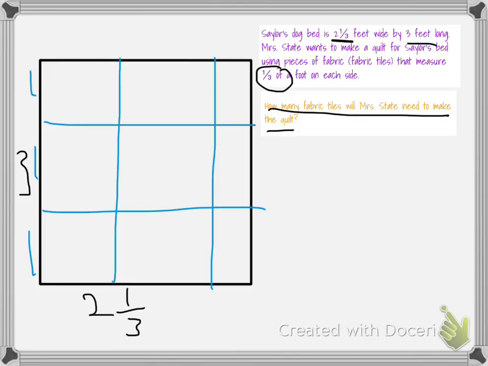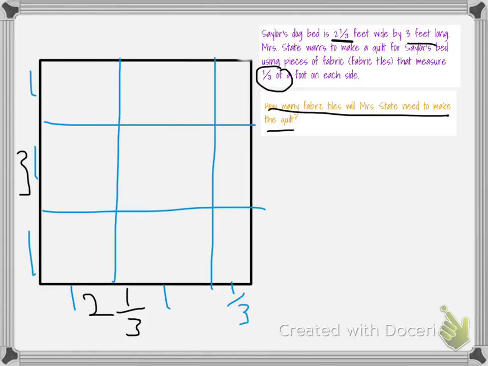Alright, if you notice, I broke this one and this one into bigger chunks than the next one, and that's because it was 2 1/3 feet wide. So here's my 1 plus 1, that equals my 2 holes, and there's my 1/3. So this one's only 1/3 of a foot. So now I have 2 1/3 feet wide and 3 feet long.